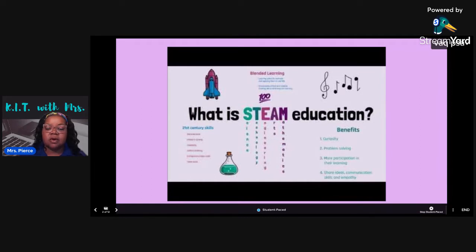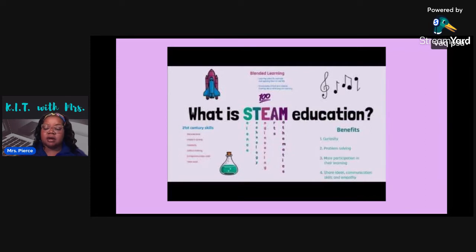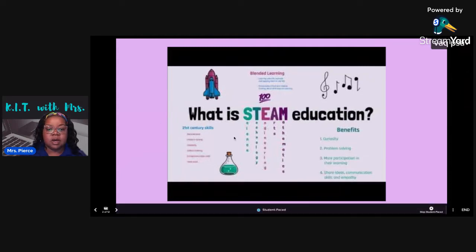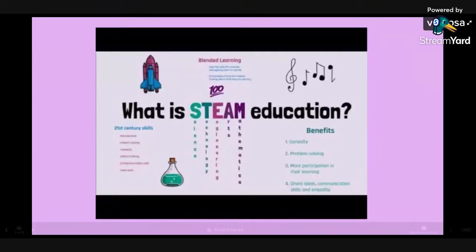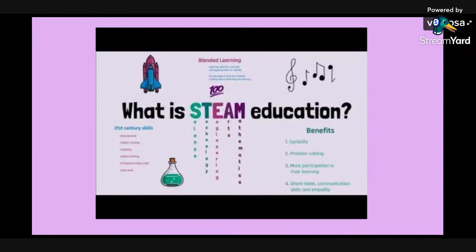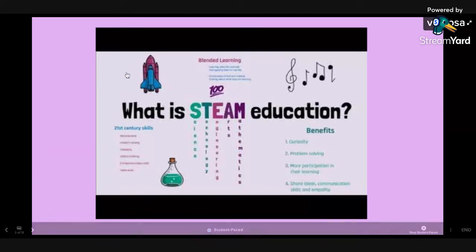STEAM education is going to have some different benefits. It lends itself to curiosity, problem solving, more participation in their learning and student learning, where they share ideas, communication skills, and also empathy. So you want to make sure you're taking that into account as well. The next thing is going to be your 21st century skills that is also going to be fostered. So STEAM education involves science, technology, engineering, the arts, and also mathematics. And I like to say everything else in between. There's also STREAM education that includes reading as well. Very, very beneficial to students.